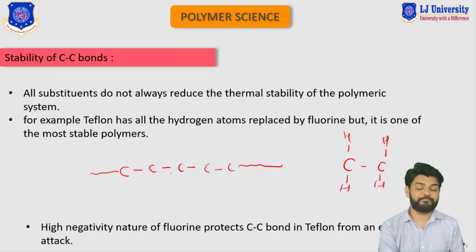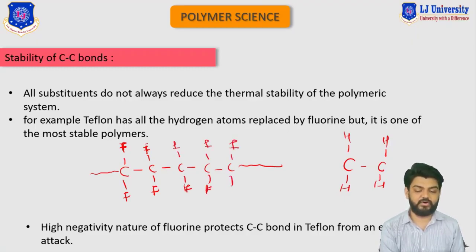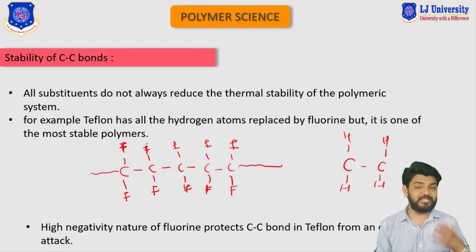But Teflon has a similar kind of structure, but instead of hydrogen, fluorine is replaced, right? So we have fluorine as the substituent. You can see here, every carbon is attached with the fluorine group, that is F, in this way. One more F is there, here one F, here one more F. A fluorine group is now attached to every carbon, right? So the substituents added to this carbon do not reduce its thermal stability.